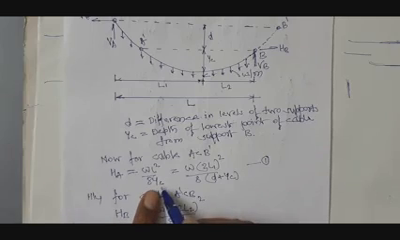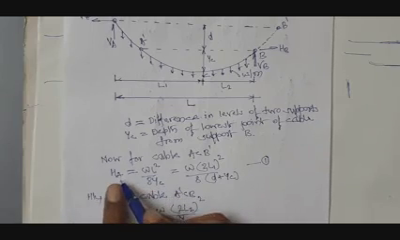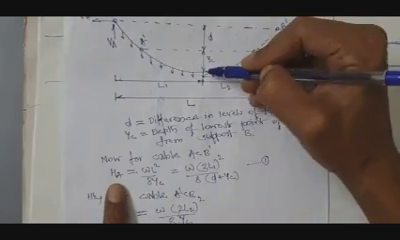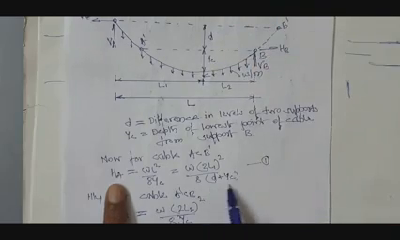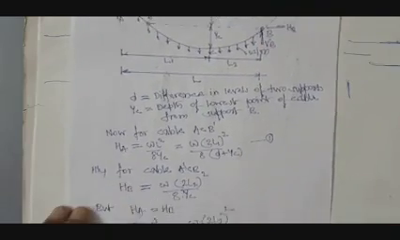YC here is the dip of the cable with respect to support A. The dip of the cable with respect to support A is this, that is D plus YC. So you can call this equation 1.